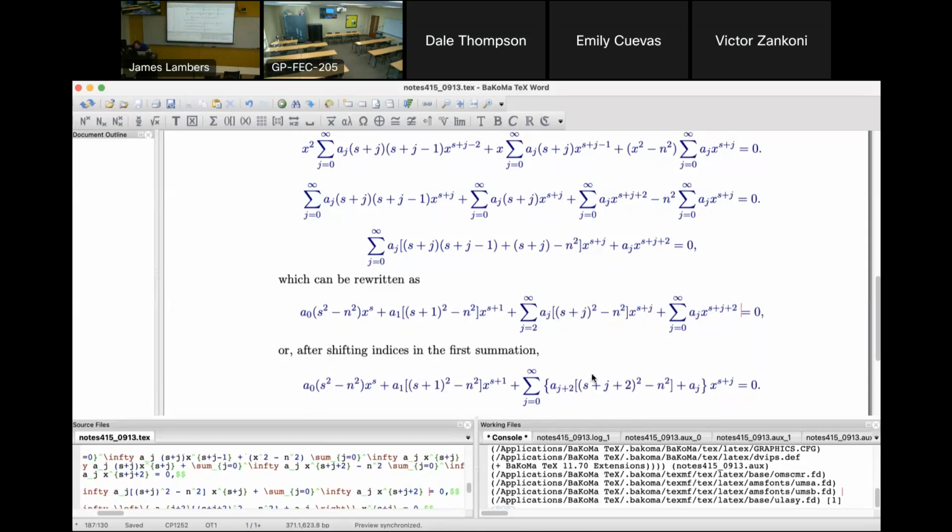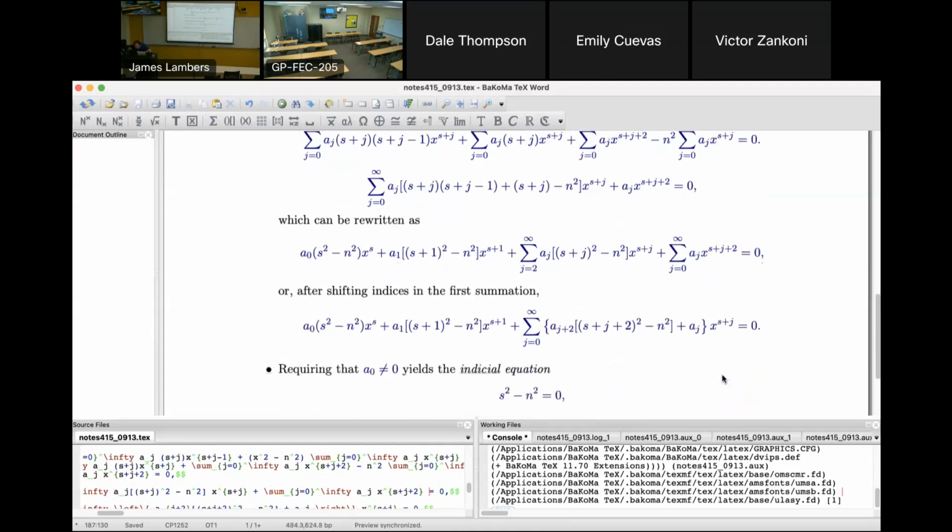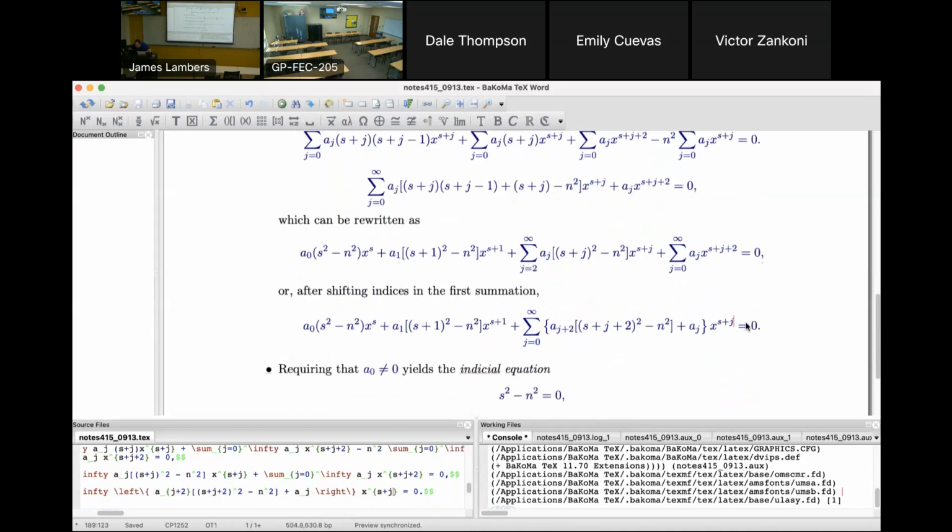to combine them. Okay, something seems off here. That should be s plus j plus 2 based on what I had before. Well, I'm doing some checking off screen. All right.